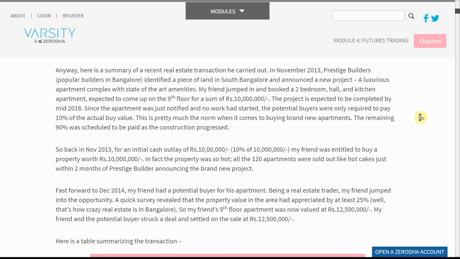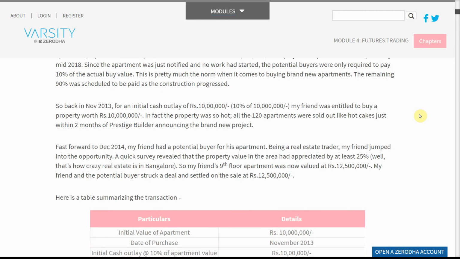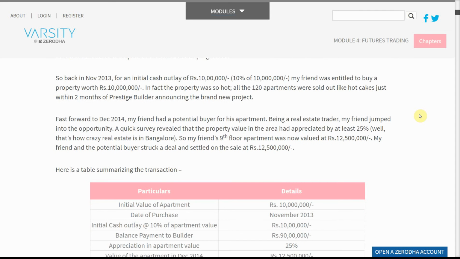Since the apartment was just notified and no work had started, the potential buyers were only required to pay 10% of the actual buy value. This is pretty much the norm when it comes to buying brand new apartments. The remaining 90% was scheduled to be paid as the construction progressed. So back in November 2013, for an initial cash outlay of 1 million rupees, 10% of 10 million, my friend was entitled to buy a property worth 10 million rupees.